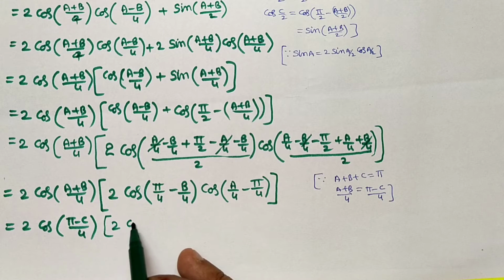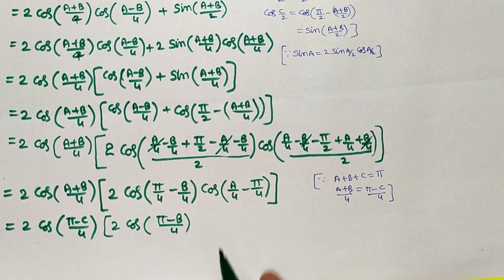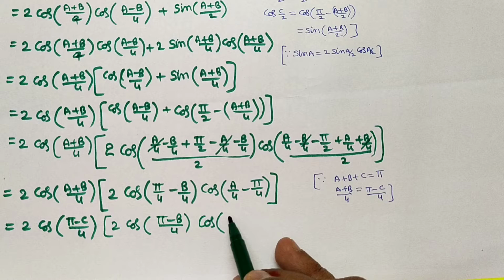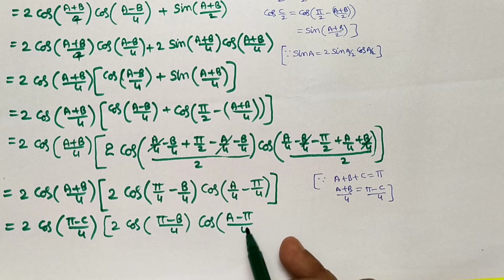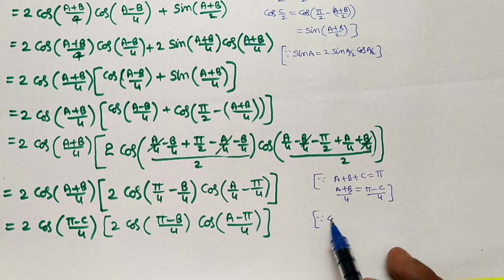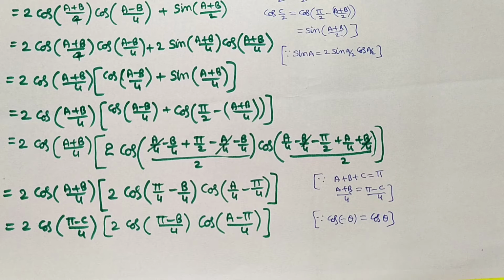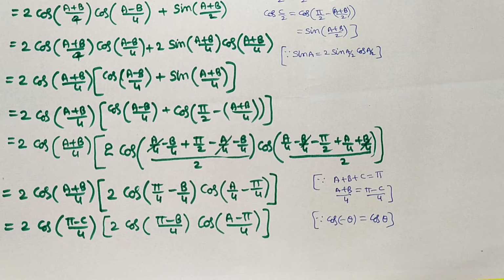And 2 into cos of (pi minus b) divided by 4. Cos of (a minus pi) divided by 4. But they are asking to prove (pi minus a) by 4. So if we take common minus here, cos of minus theta is cos theta. Cos of minus theta equal to cos theta. If we take common minus from these, we can interchange pi minus a also. In cos, we can interchange the angles. So in the next step, it will become (pi minus a) by 4.